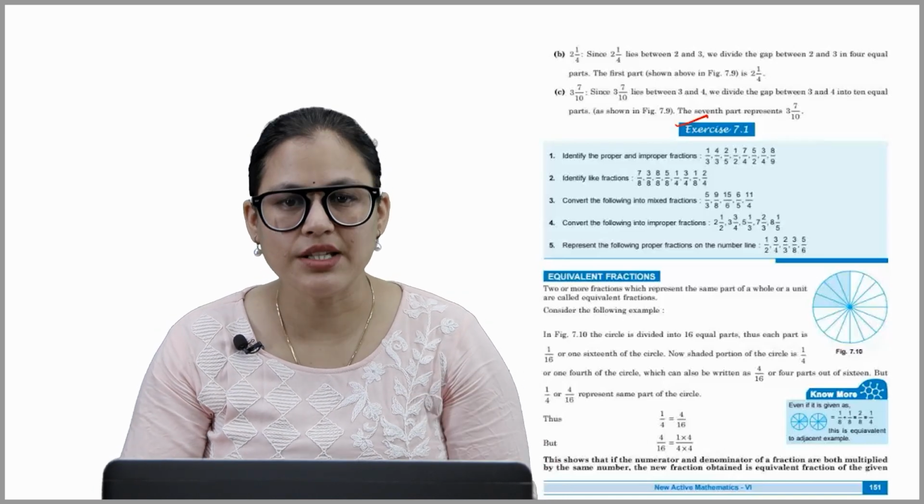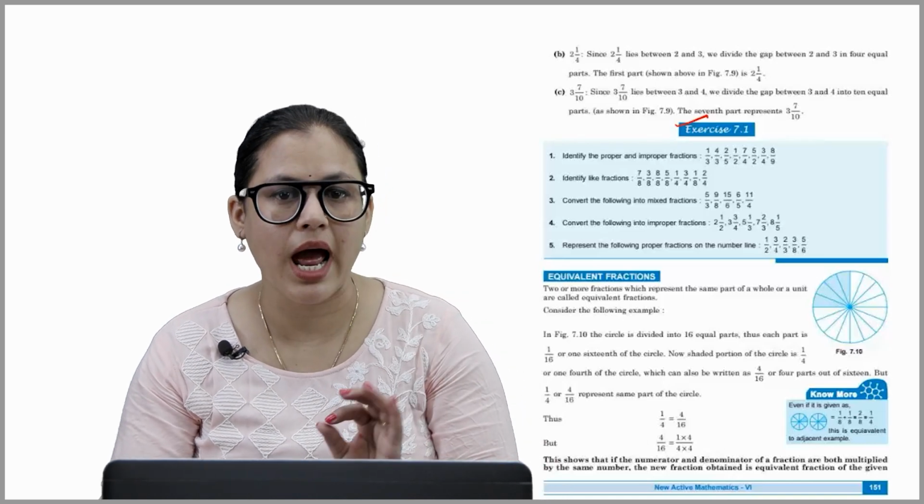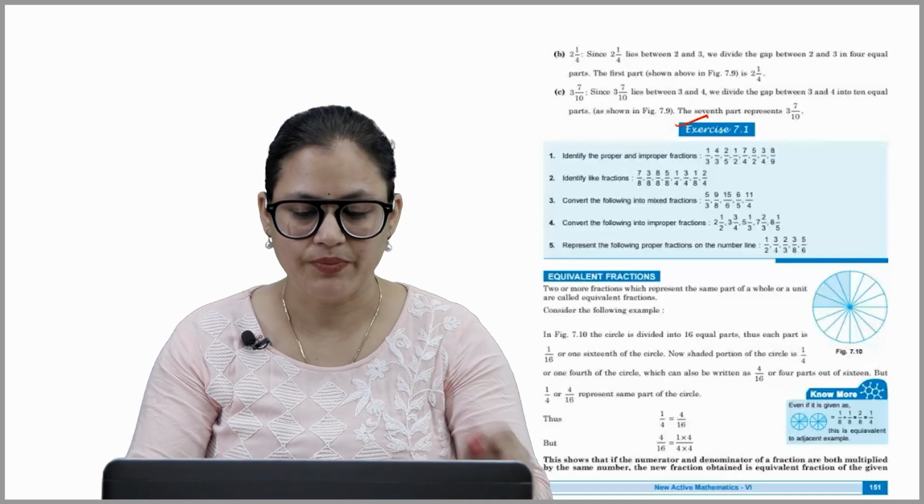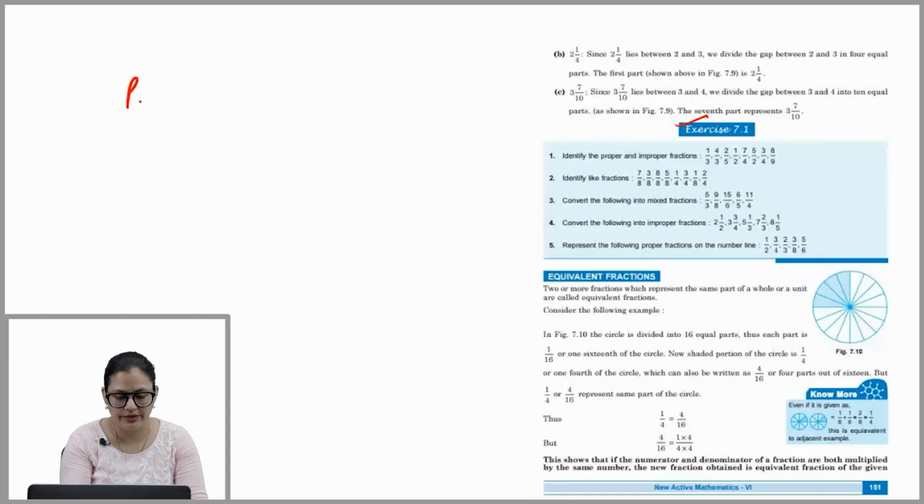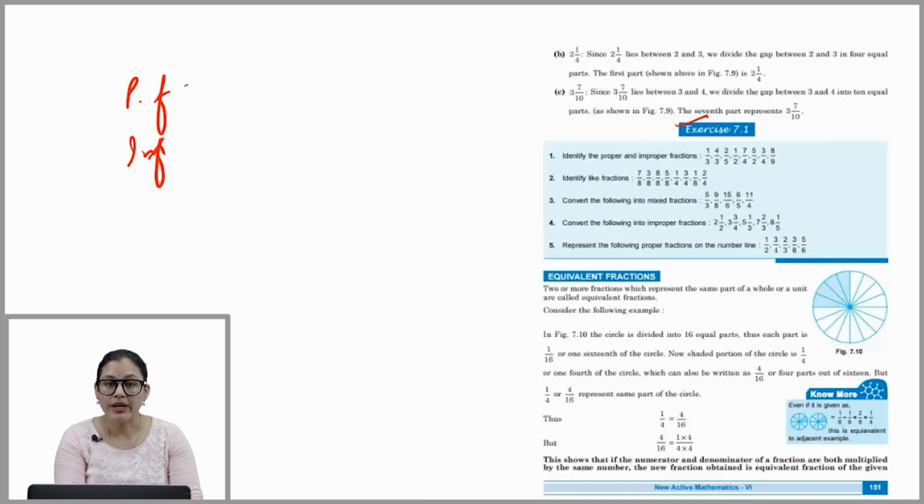Number 1, identify the proper and improper fractions. Okay, so first we'll write proper fraction and improper fraction. Okay, 1 by 3 is proper fraction, of course, because numerator is less than denominator. 4 by 3, it's an improper fraction.